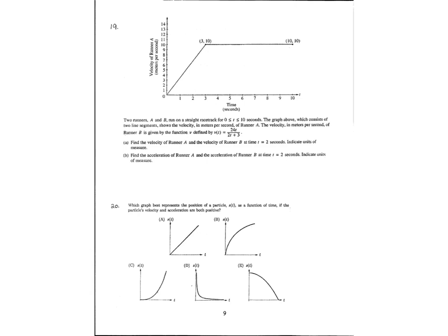We've got two runners, runner A and runner B, that run on a straight race track for 10 seconds, from 0 to 10. The graph above, which consists of two line segments, shows the velocity, in meters per second, of runner A. And the velocity of runner B is given by this function written down here: v(t) = 24t / (2t + 3). What a great function that is.